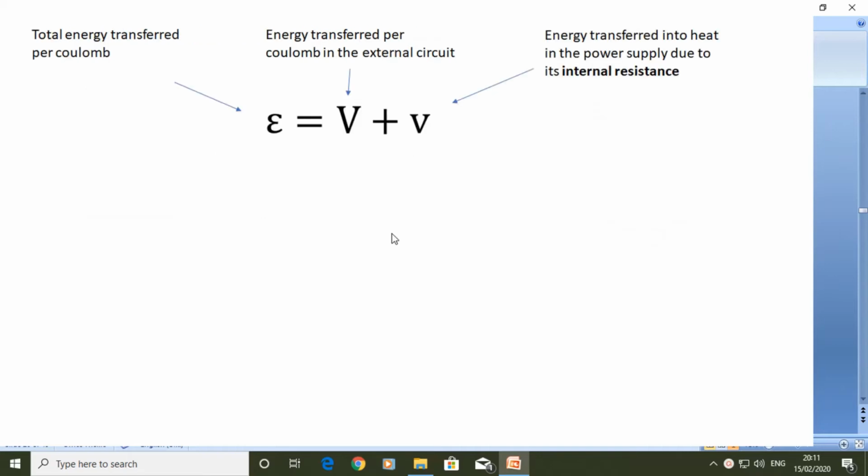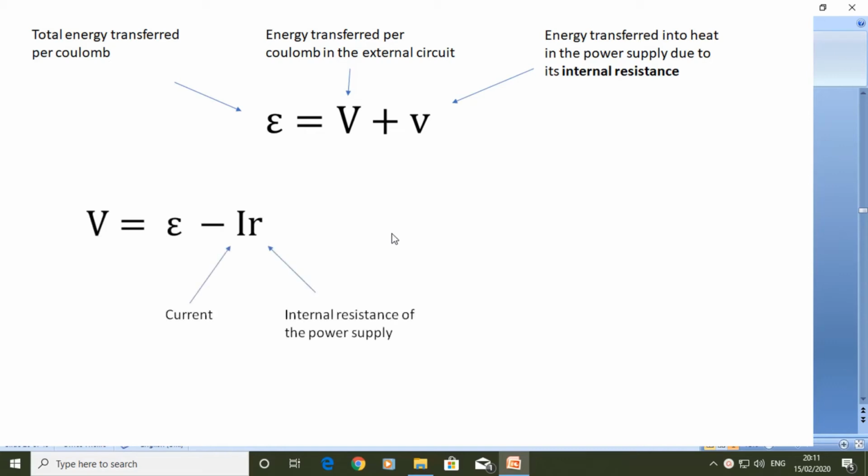Okay, here's an equation. My EMF equals big V plus little v. EMF is the total energy transferred per coulomb. Big V is the energy transferred per coulomb in the external circuit, and little v, my lost volts, is the energy transferred into heat in the power supply, because the power supply has resistance. Not very much resistance. We call it the internal resistance of the power supply.